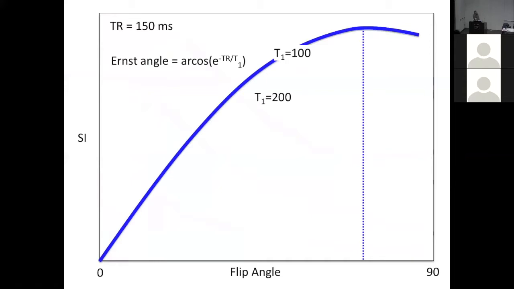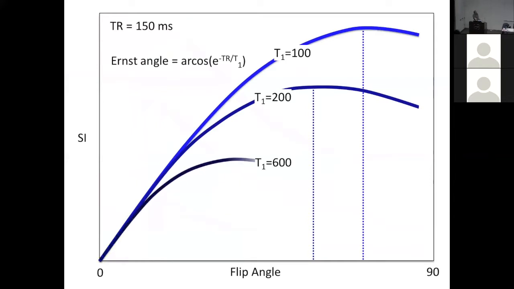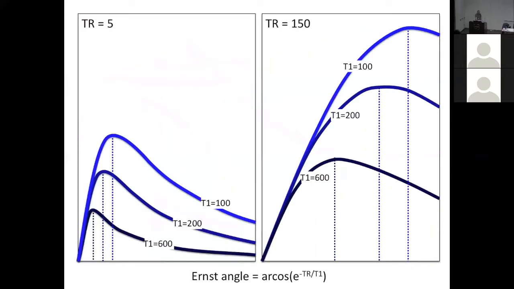If the T1 is 200, we see a curve that looks like this, and this is the Ernst angle. If we see a T1 of 600, it looks like this, and this is the Ernst angle. So now let's put these two curves side by side and make some more observations.